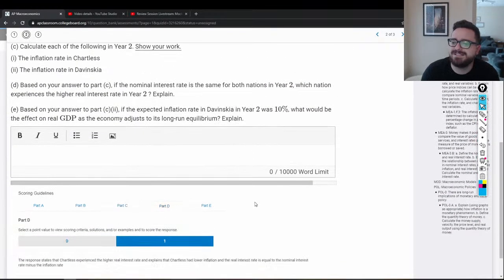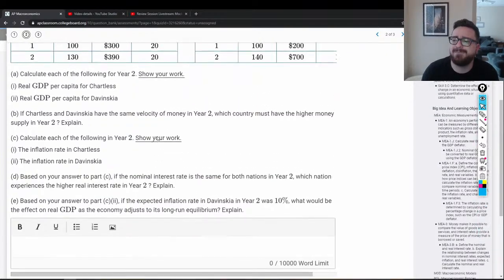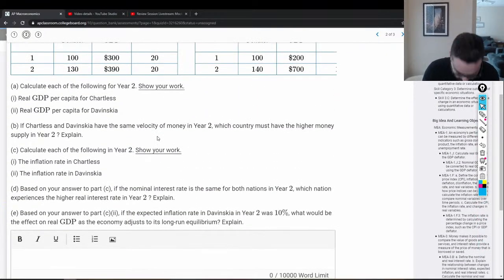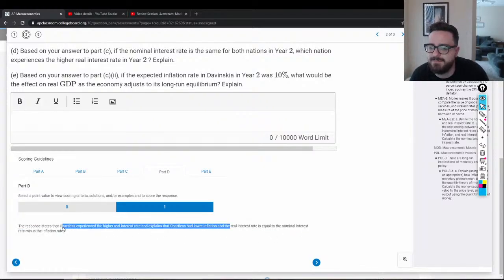Part D, if the nominal rate is the same, who has the higher real interest rate? I believe I said Chartless because they had a lower inflation rate, and it would have been nominal minus inflation equals real. Chartless. And it even says the formula, real interest rate is equal to nominal minus the inflation rate.